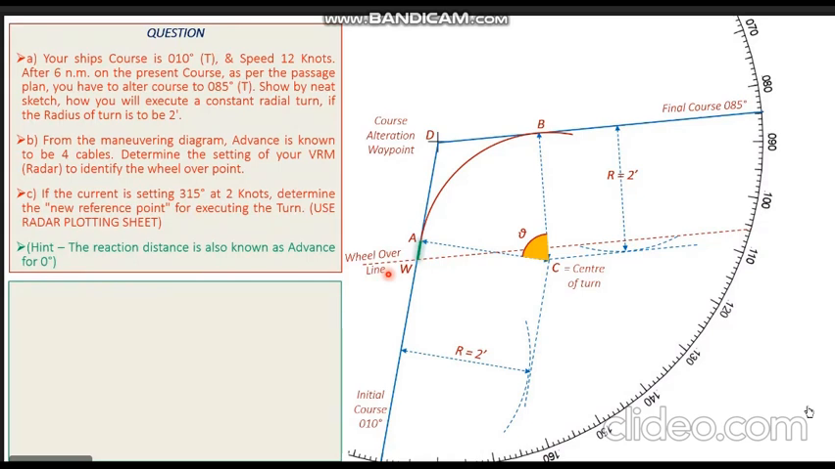We are also aware that the wheel over line is very beneficial in cases where the ship has a cross-track error. So in case of any cross-track error, irrespective of whatever the cross-track on the initial course is, if you give the helm whenever you touch the wheel over line, you will always end up on your final course with zero cross-track error. So that is the advantage of the wheel over line. So we have the wheel over line now on our plot.